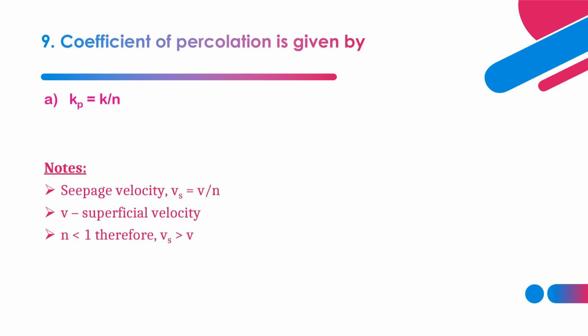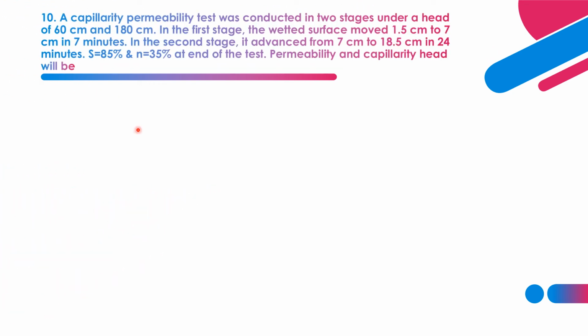Now we shall move on to the last question, which is yet an important one. We have already seen the permeability test by conducting constant head permeability test for clean gravel or sandy soil, variable head permeability test for clay soil, and there is another test called capillarity permeability test. Now we shall see that.